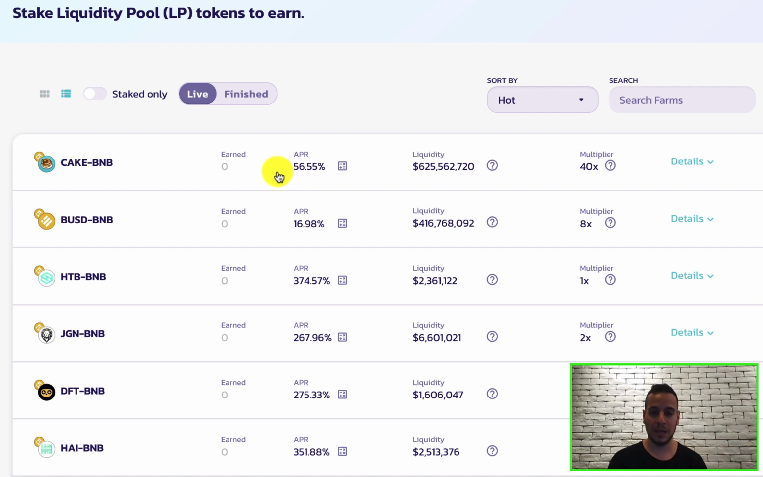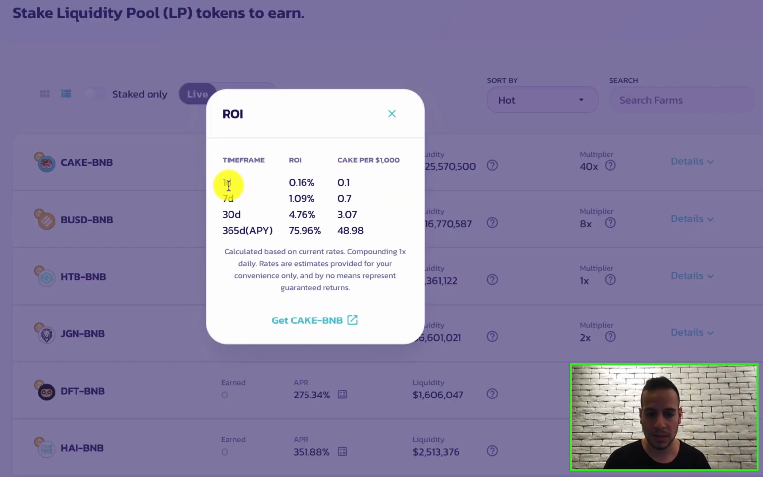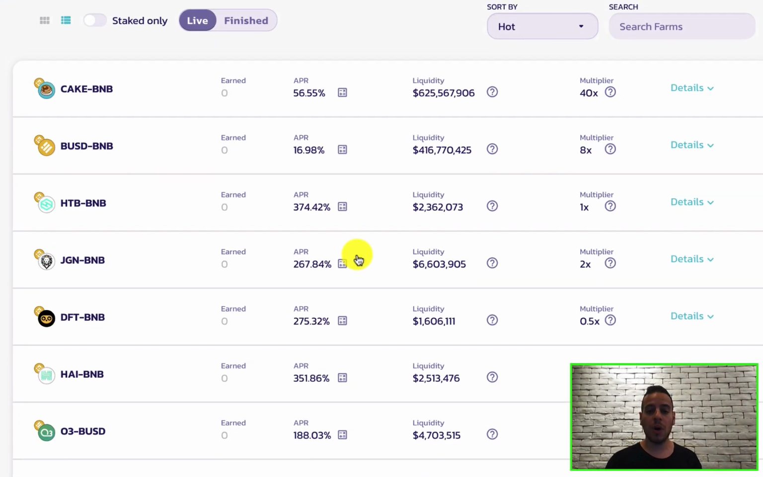Most of you are already familiar with it, but now we are going to understand how it all works. PancakeSwap incentivizes you to provide liquidity by giving you Cake tokens, and right now one Cake token is worth $15.5. It's always changing, it's a volatile asset. So if I put $1,000 in Cake-BNB, I will get 56.55% yearly in Cake tokens. If you click here on the small calculator, you can see the daily, weekly, monthly and yearly APY. When you compound it, it gets much more, almost 76%. So how is it decided?